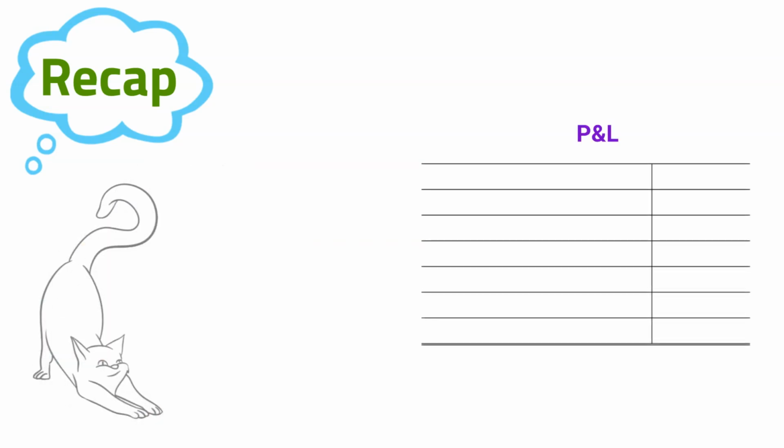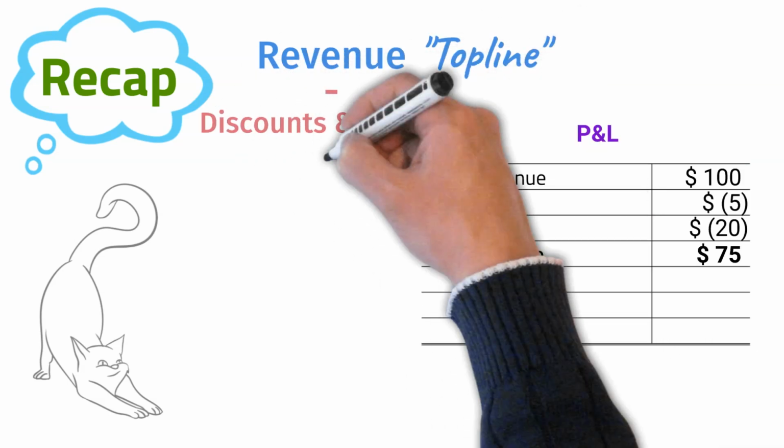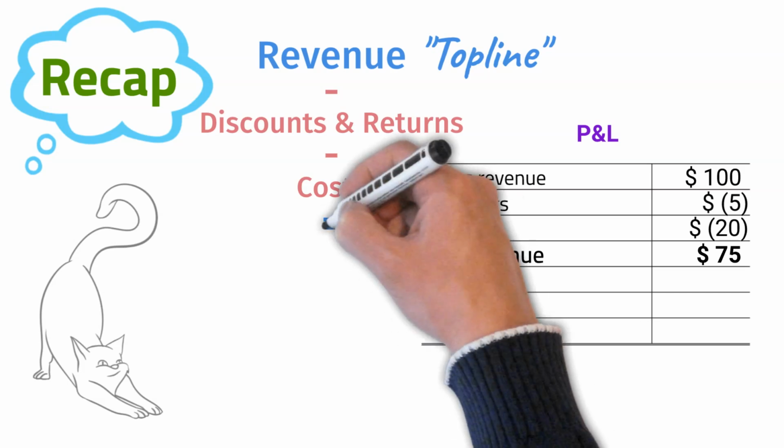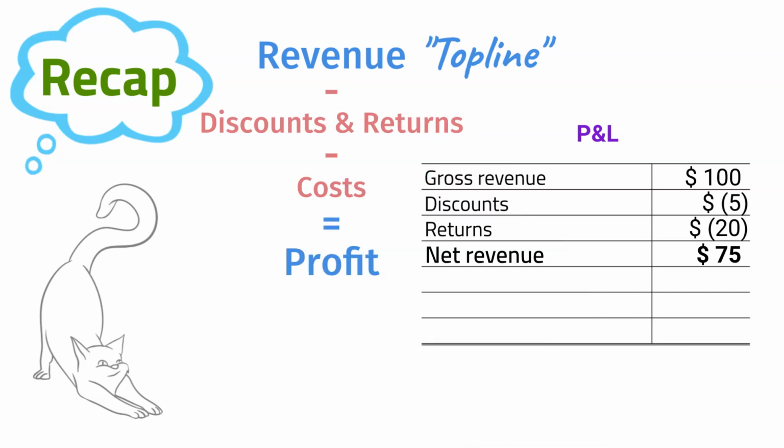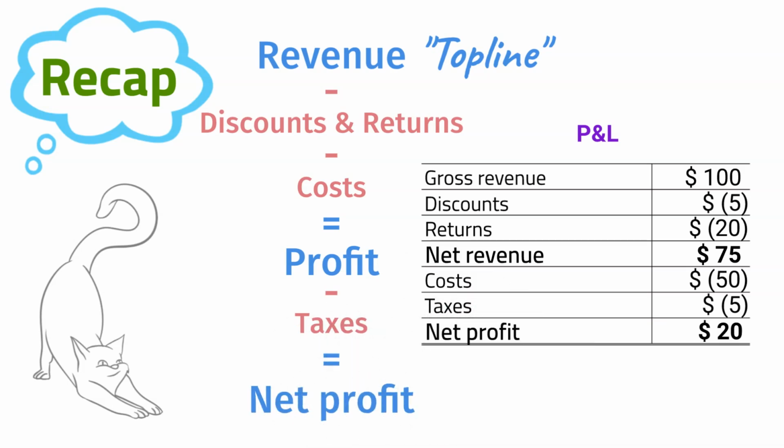Yes, again, don't hate me, recaps are useful. In a simple P&L, revenue sits on top, so top line. Then we subtract discounts and returns, costs and tax and reach net profit. End result, bottom line. That's it, we have a summary of transactions over a period of time.